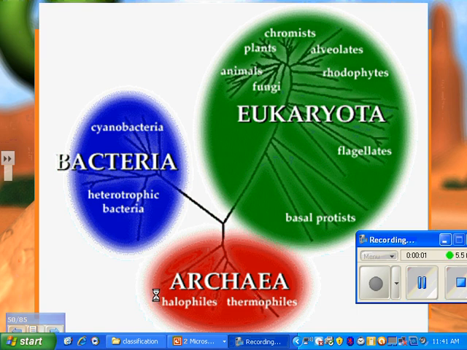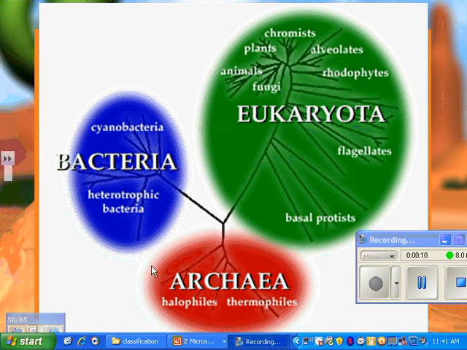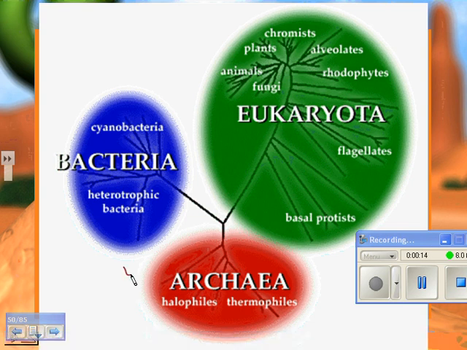We're looking at life's diversity today. So we're going to look at archaea, and then we'll look at bacteria, and then eukaryotes. And one thing to notice is that archaea and bacteria are both prokaryotes. So that means both of these two groups have no nucleus.